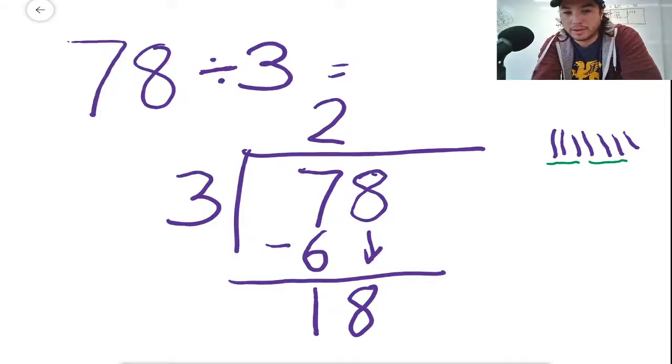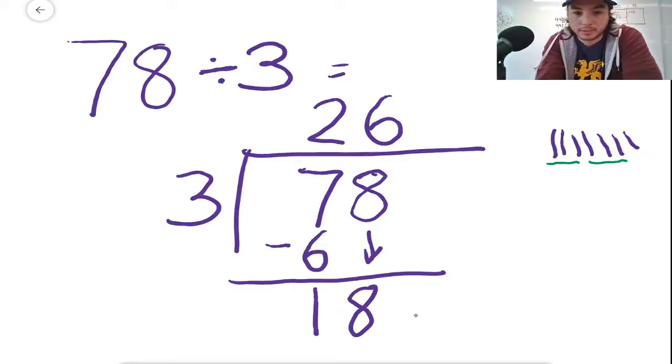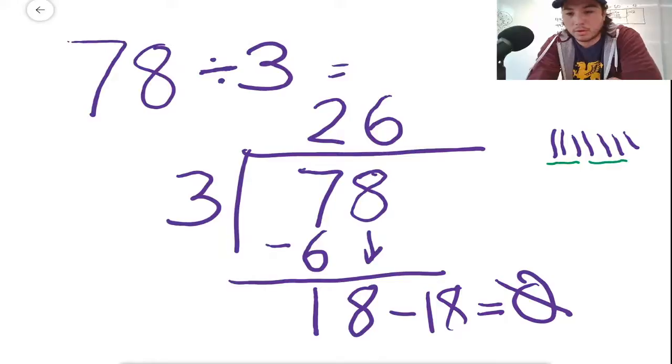All right. So now, how many groups of 3 can I make with that 18? Don't be afraid to count by 3s. 3, 6, 9, 12, 15, 18. There's our 6 groups of 3. 3 times 6 is 18. We have 0 remainder.